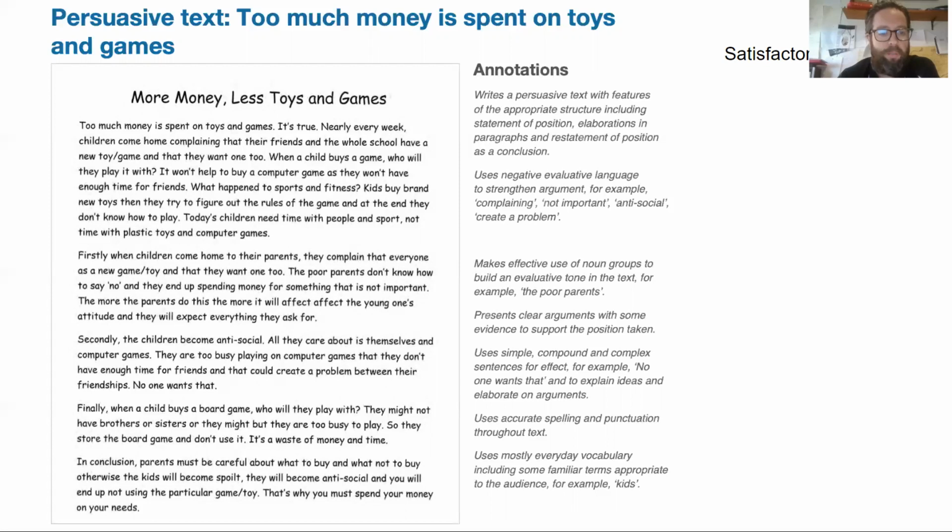In conclusion, parents must be careful about what to buy and what not to buy. Otherwise, kids will become spoiled, they will become antisocial, and you'll end up not using the particular game or toy. That's why you must spend your money on your needs.